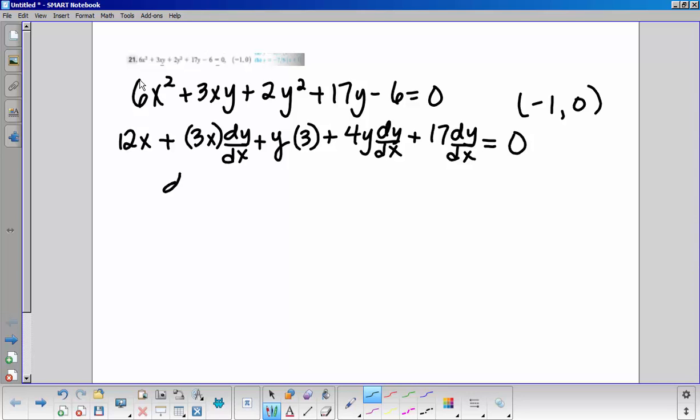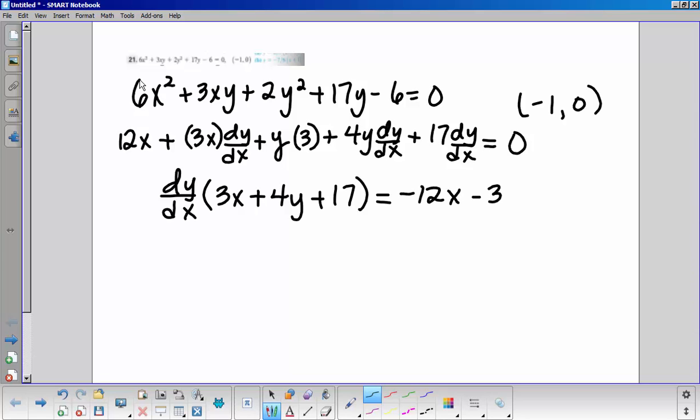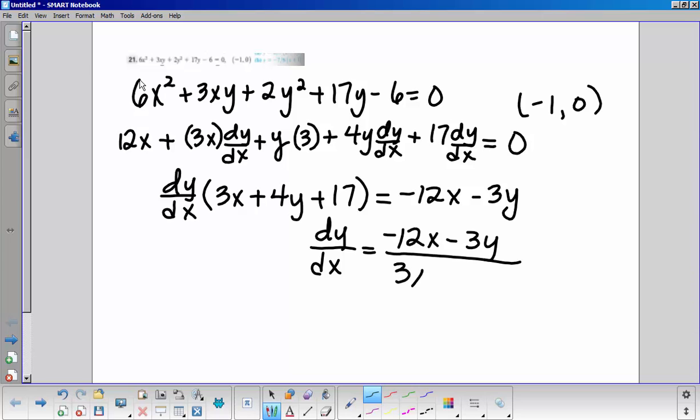So now we're going to factor out a dy/dx and move the other terms to the right side of the equation. So we're left with 3x plus 4y plus 17 equals, now I'm going to move some things over, negative 12x minus 3y, right? Okay. And then to get dy/dx all by itself, divide. So this is negative 12x minus 3y all over 3x plus 4y plus 17.